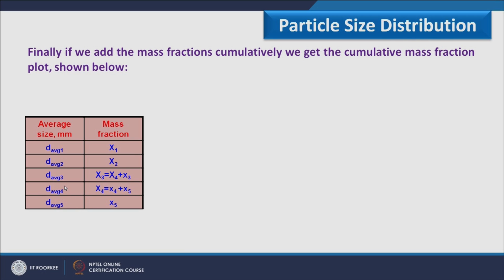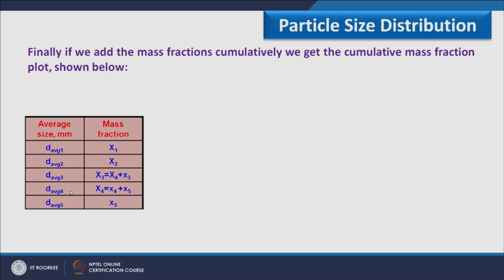If I consider D average 4, here I am having the value x4 plus x5, because we are making the cumulative from bottom to top. Now, why are we doing this from bottom to top? Because if I consider this D average 4, it means if I consider this opening, the mass corresponding to this opening is x4, and the mass below this will all pass through it. Therefore, corresponding to D average 4 we can consider the total mass, which is the summation of x4 and x5, and we have represented this with capital X4.